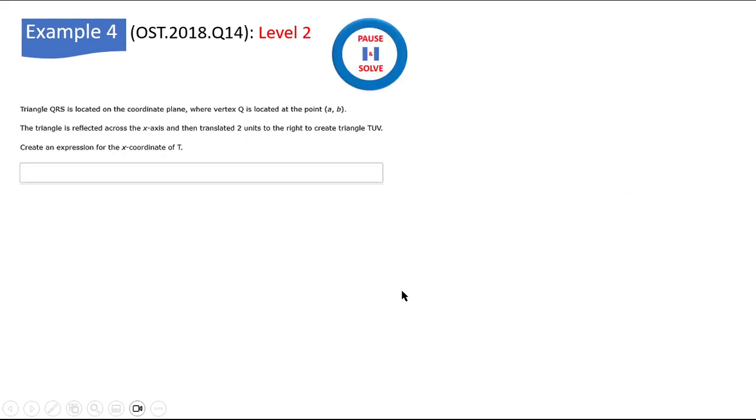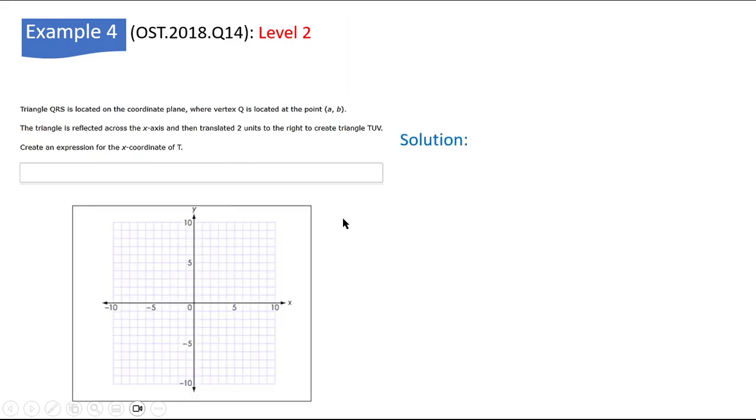Example 4. Triangle QRS is located on the coordinate plane where vertex Q is located at the point (A, B), any point (A, B). The triangle is reflected across the x-axis and then translated 2 units to the right to create triangle TUV. Create an expression for the x-coordinate of T. So T is the final image of Q. So you can't just guess it like that. You have to do some work here, drawing, get the coordinate.